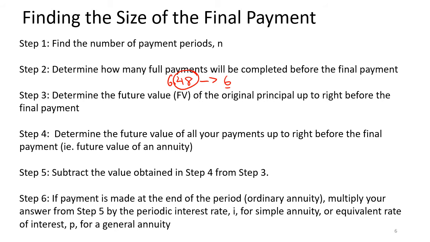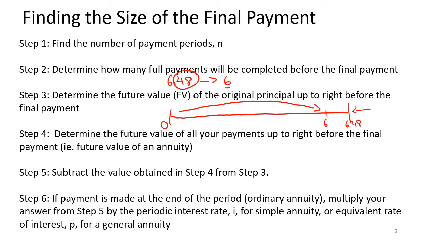Then, looking at the timeline, let's look at this example. If we had to make 6.48 payments, here we are today, and here we are 6 payments from now, and this is the end of the loan, which would be 6.48 payments. What we're going to do is find the future value of our original loan using compound interest at this point. So we're right at our final payment. We've made 6 full payments and we've got a piece left.